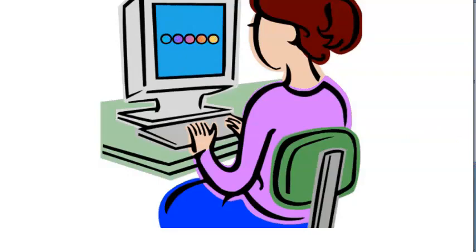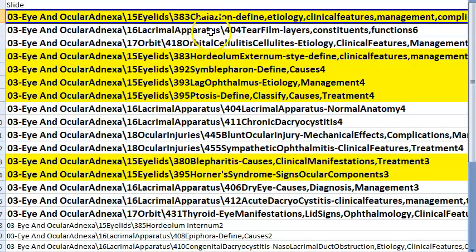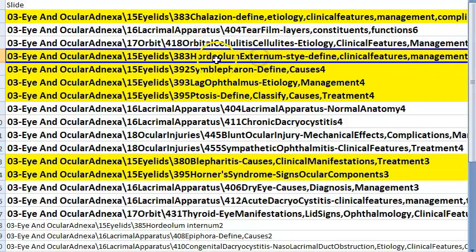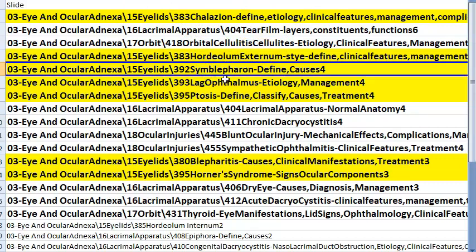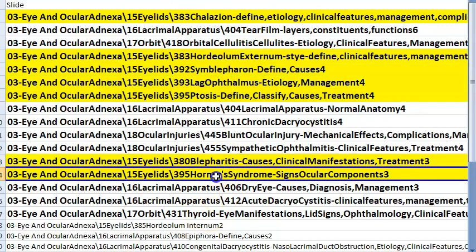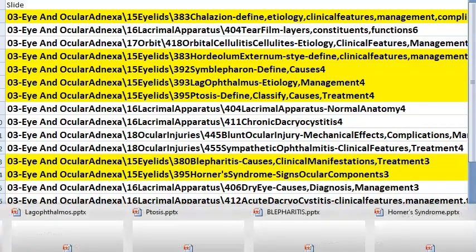Guys, let's move on to eyelid. So in eyelid, what all are important? Chalazion, hordeolum externum, symblepharon, lagophthalmos, ptosis, blepharitis, Horner syndrome, all are important. Let's start with chalazion.